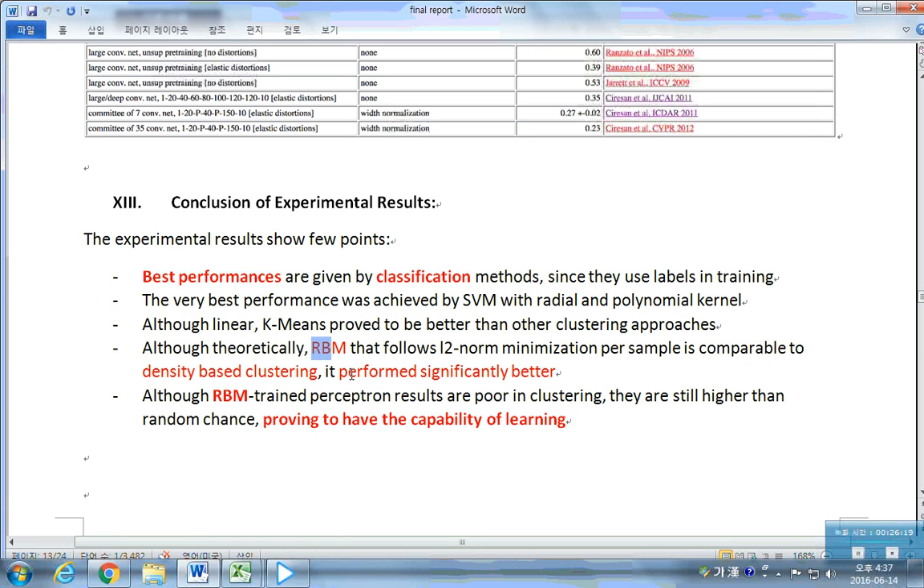They will actually pull the seeds too near to it. But we saw that the performance of our approach is significantly better than the density-based algorithm. And the final comment is, even though the result right now seems to be poor, it is better than random chance, which proves that it has the capability of actually learning. We just need to train it in a deeper and wider network.